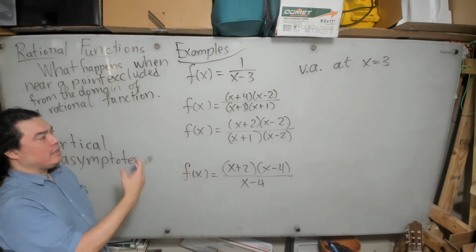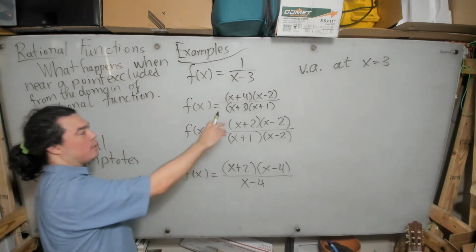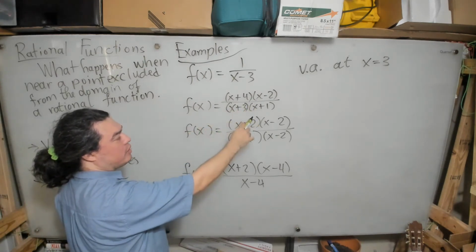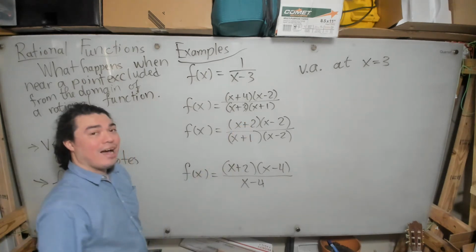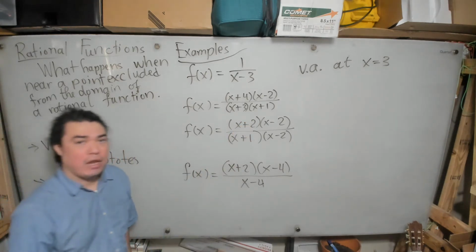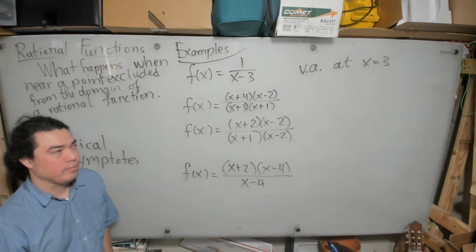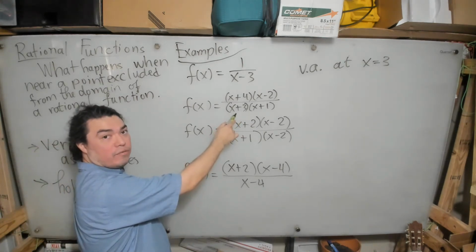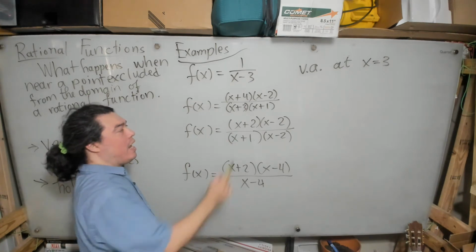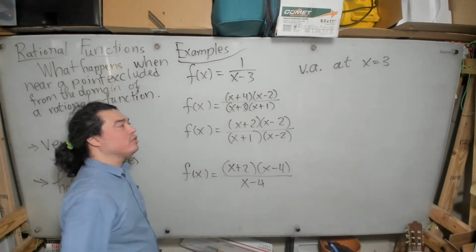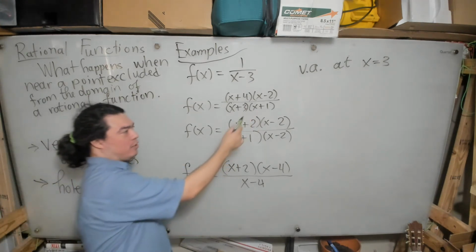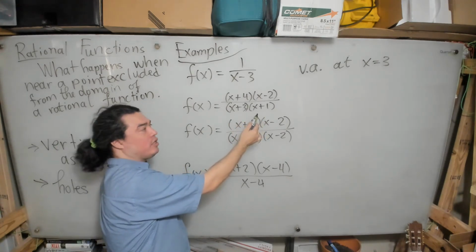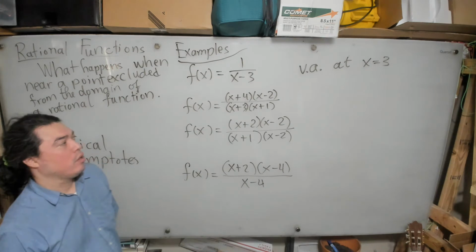So if you look at this example number 2, f of x equals (x plus 4) times (x minus 2) divided by (x plus 3) times (x plus 1), we can see, aha, what are the values that make the denominator 0 here? Well, negative 3 will make the denominator 0 because it will force this first factor to be 0. And negative 1 will make the second factor x plus 1 zero. If you take negative 1 plus 1, that's 0.